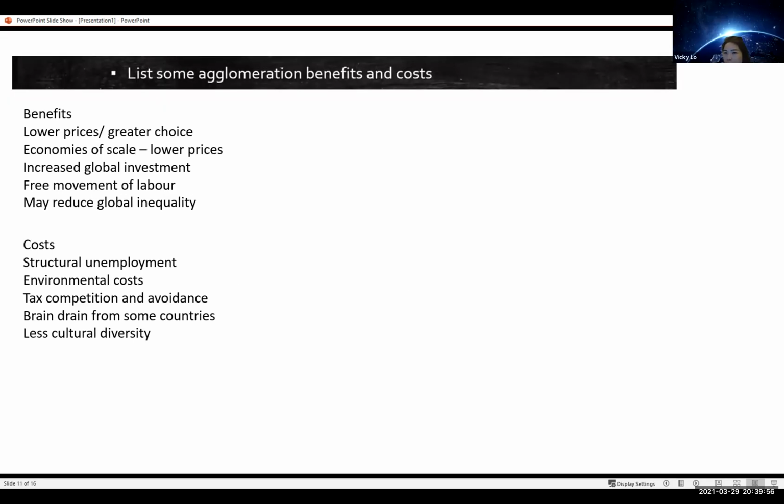Okay, so some of the benefits and costs were low prices but with greater choices, economies of scale, lower prices, free movement of labor, global inequality. Then the costs would be environmental, structural unemployment, less cultural diversity, some of the most important ones. Okay, so maybe the question I meant here is that agglomeration means there are a lot of companies residing.